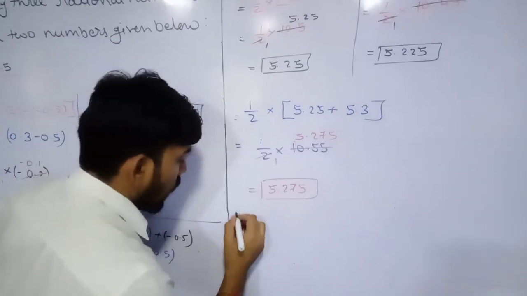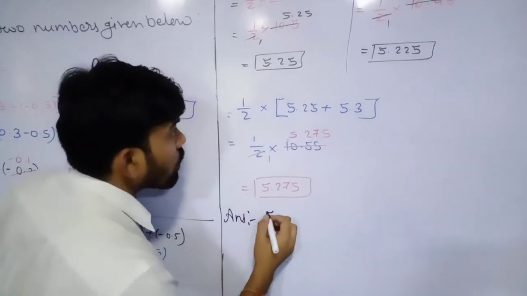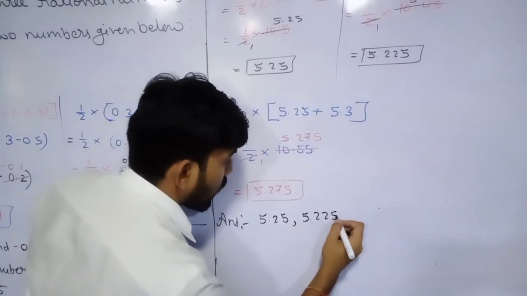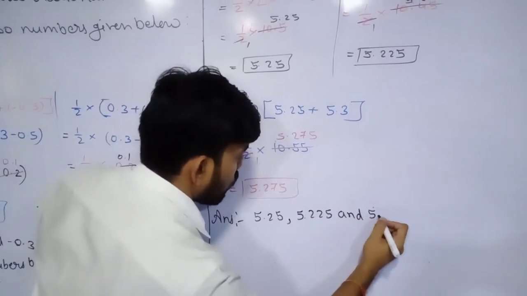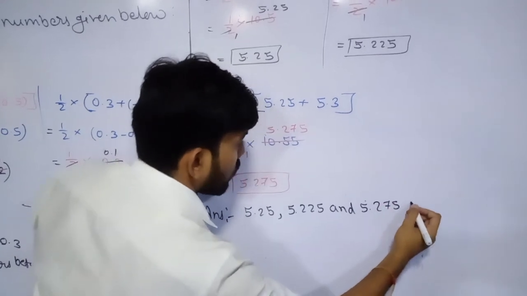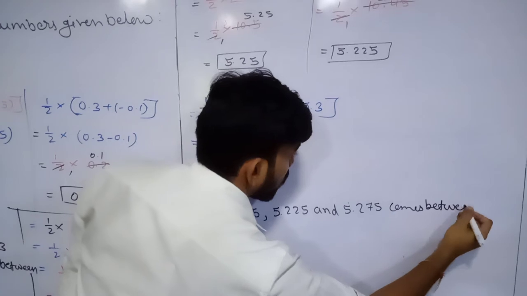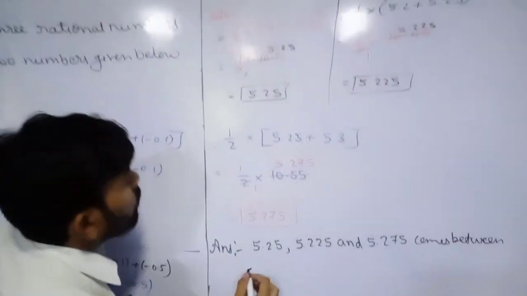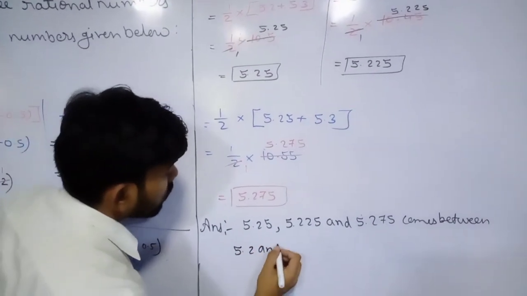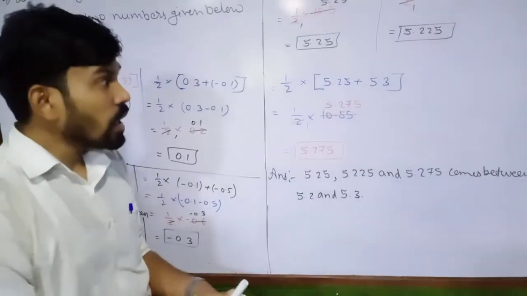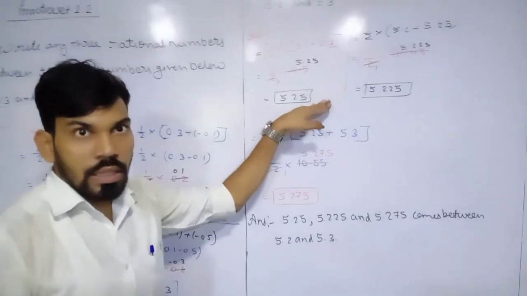So the answer: 5.25, 5.225 and 5.275 come between 5.2 and 5.3. This way we can write our answer. I think you got it.